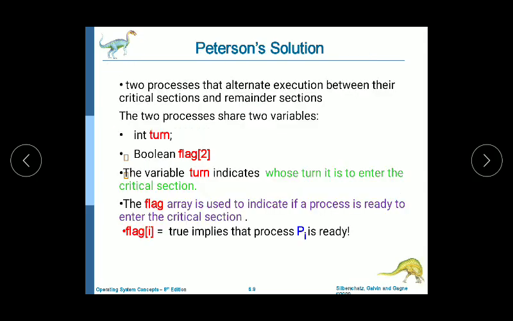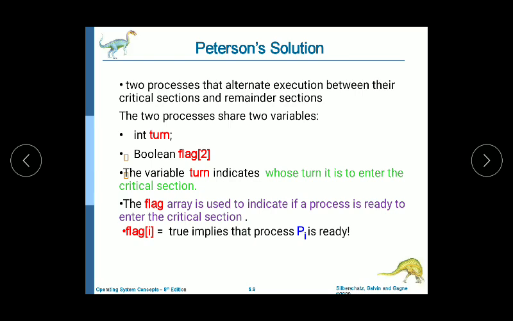Now we will consider one software based solution for the critical section problem, that is called Peterson solution. We have software solution as well as hardware solution. Hardware solution let us see later after considering this. So what does this indicate? Peterson solution is a software based solution to the critical section problem. Because of the way modern computer architectures perform basic machine language instructions such as load and store, there are no guarantees that Peterson solution will work correctly on such architectures.